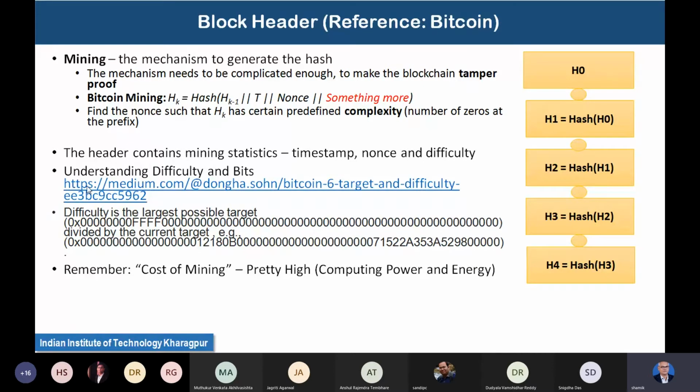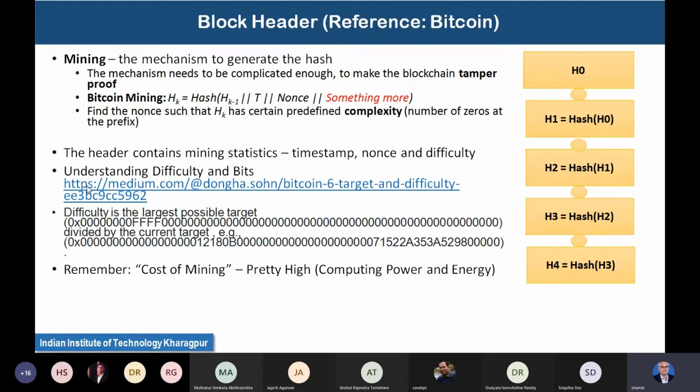And if people have better hardware to reach this quickly, within less than 10 minutes most of the time over a period of 2 weeks, then again the number of zeros may be increased by 1. As a result, people will again have to spend more effort, so that it sticks to that 10-minute time frame. And if it is found that it has become too difficult, then the difficulty will be reduced.